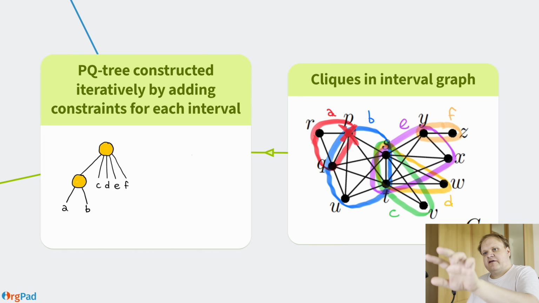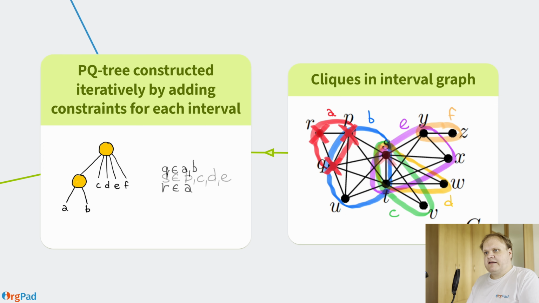So now we can reorder A and B, and we can also reorder C, D, E, F and this P node. But A and B always appear together. Let's continue. Okay, Q doesn't add any other constraint, R also doesn't add anything. But then we get to S, and now we have to put B, C, D, and E together.